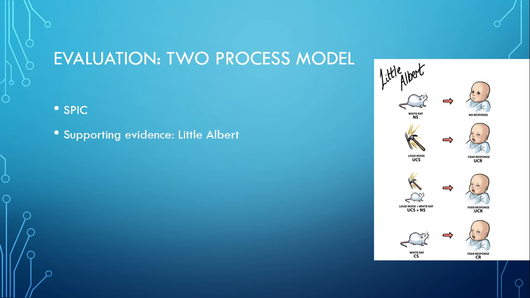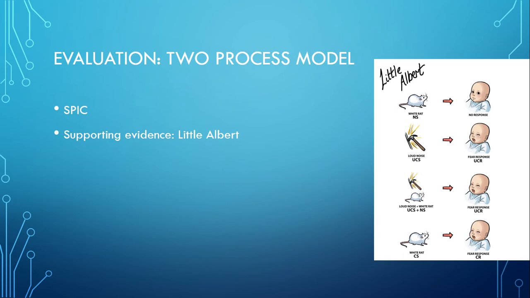So first one we have supporting evidence is Little Albert. Watson and Rayner in the 1920s did a very famous study where they got a small child who had no fear of white rats. So he was tested, they presented him with the white rat and he displayed no fear, so it was a neutral stimulus. However, then what they did is they paired the unconditioned stimulus of a loud noise with the neutral stimulus of a white rat together, to elicit a fear response.